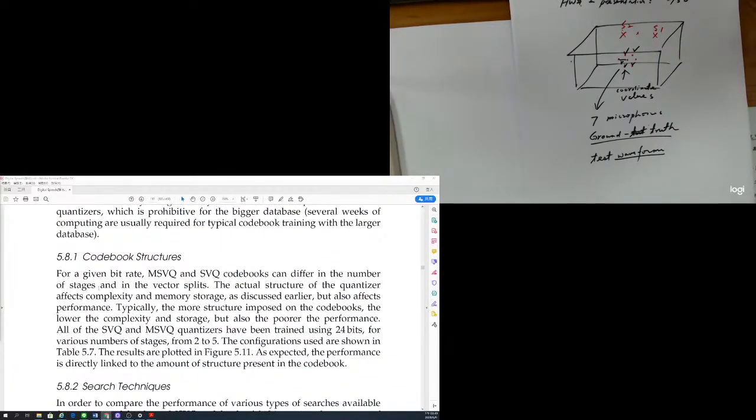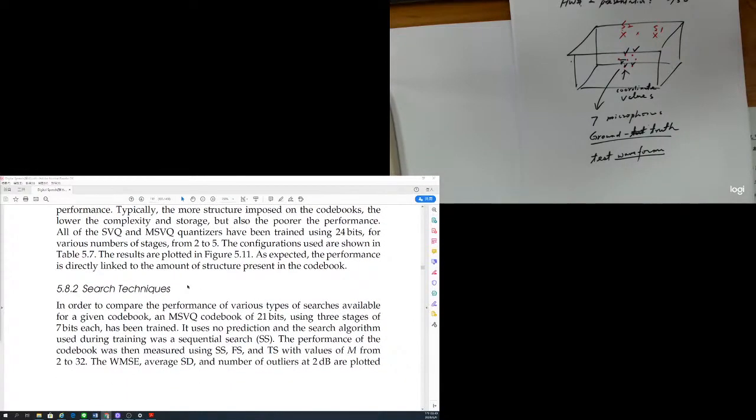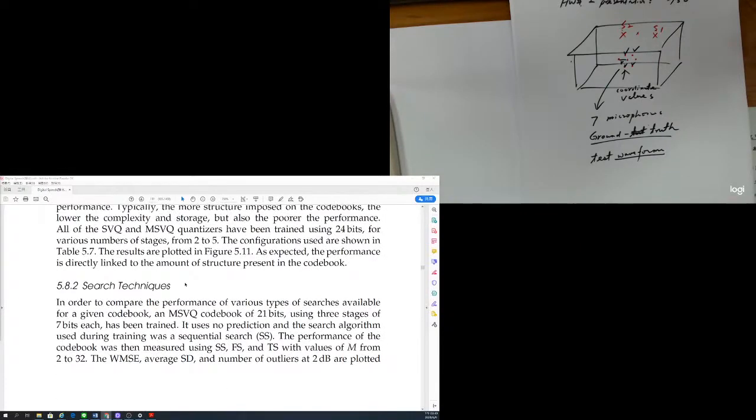First, they compare based on the codebook structure. One is what we were talking about, the split vector quantization. Another one is multiple stage vector quantization. You can see they also talk about sequential search, full search, or tree search. N would be from 2 to 32. So it's a full search: you make good use of the whole combination to do the search.